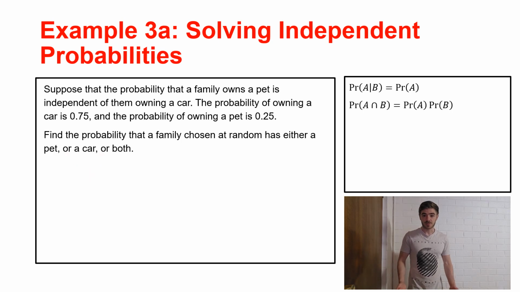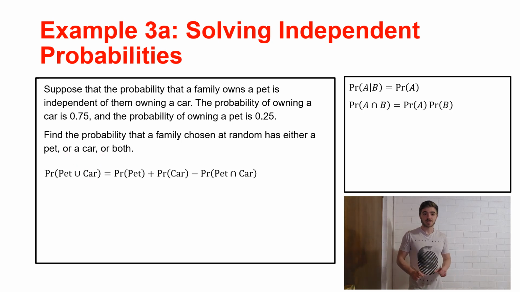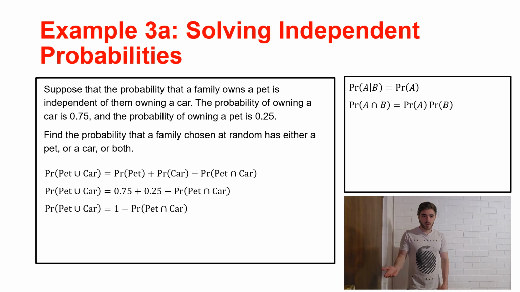So we'll start off with the union equation, which means we need to know the intersection as well as the individual probabilities. Well, the individual probabilities are already told to us, so that's nice and easy. But when it comes to finding the intersection, we need to work just a little bit harder. This is where the independence comes into play.